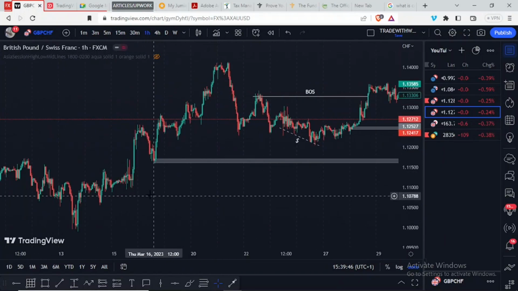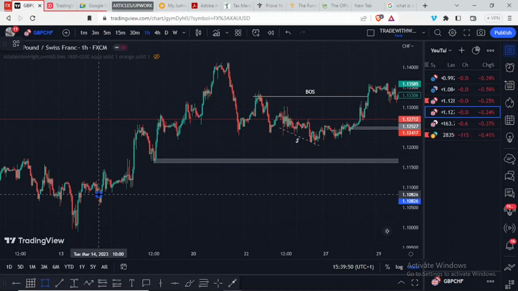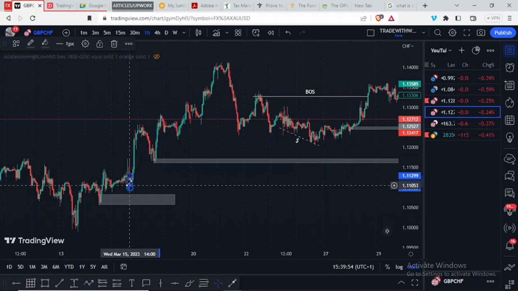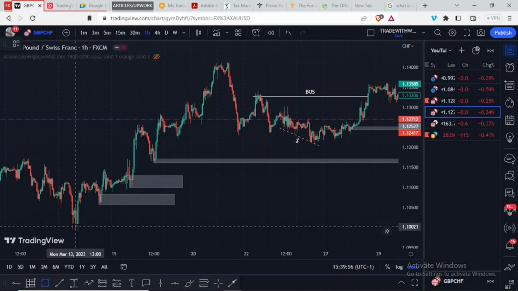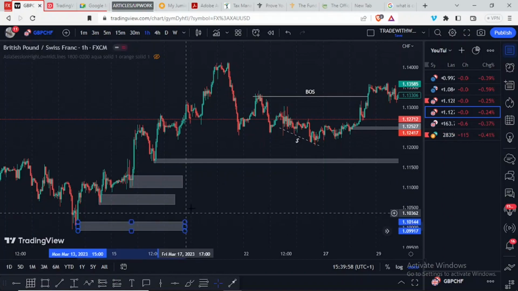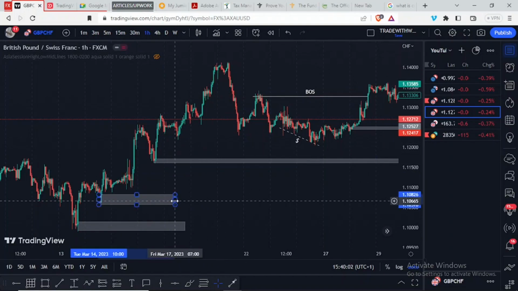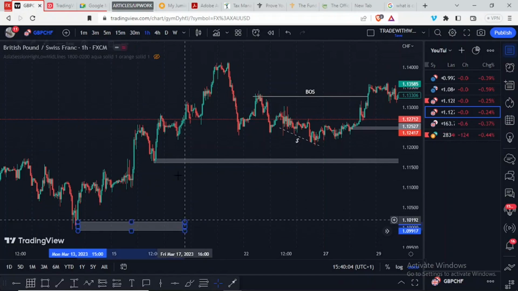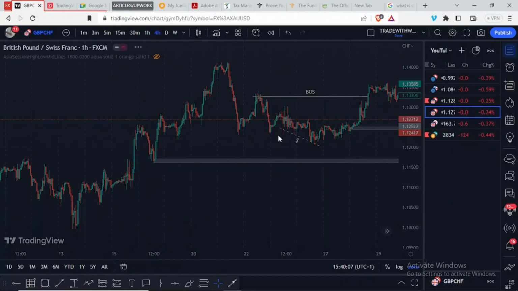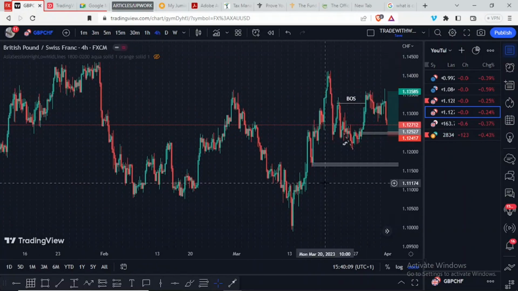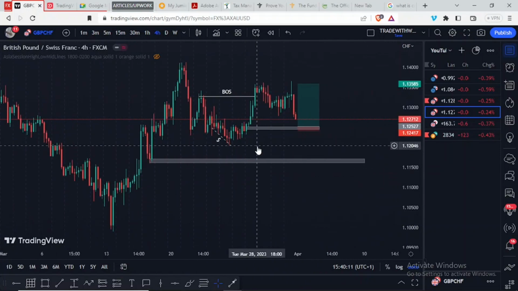I'll only be working with the 4-hour time frame, because if we were to draw out all the demand zones here, you can see we have a demand zone here, we have a demand zone here, and then we have a demand zone here again. So this is a little bit confusing, and you might not know the demand zone to trade off from. But since we're coming from the 4-hour time frame, we should not have issues with identifying all the demand zones.